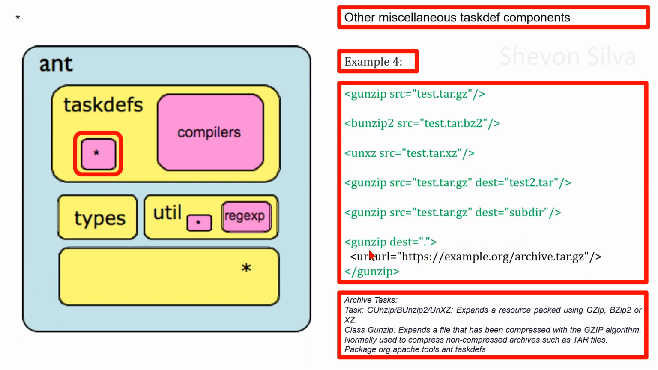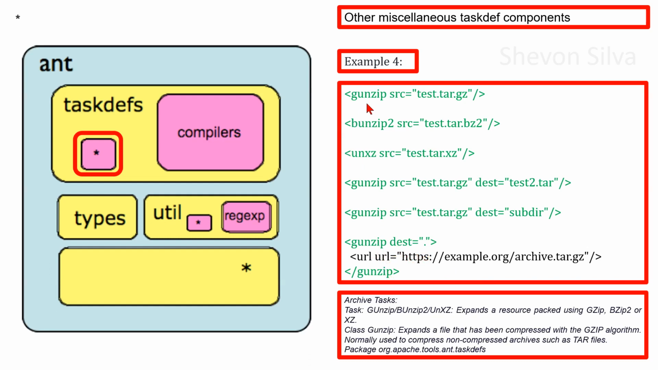Here, download https://example.org/archive.tar.gz and expand it to archive.tar in the project base dir on the fly.